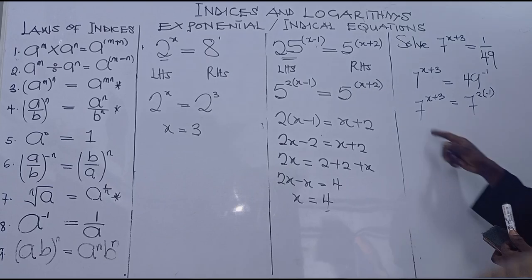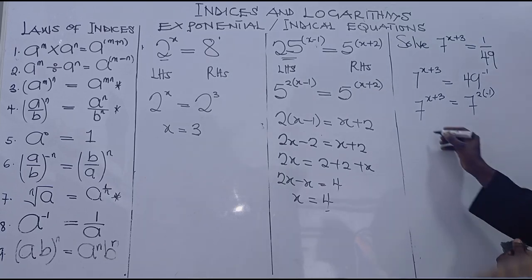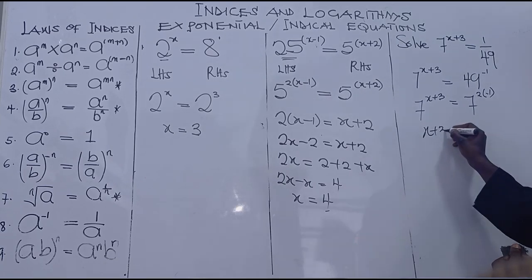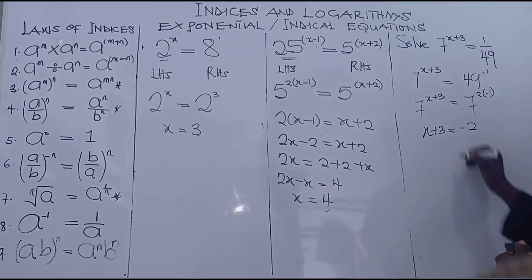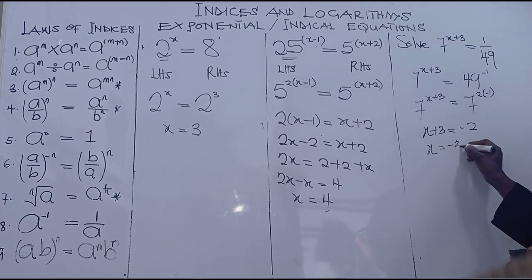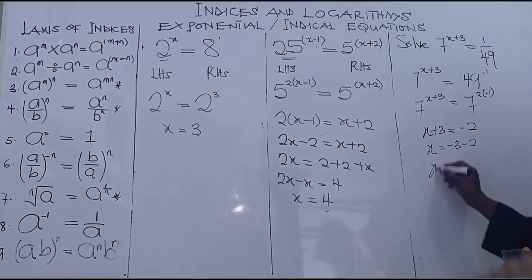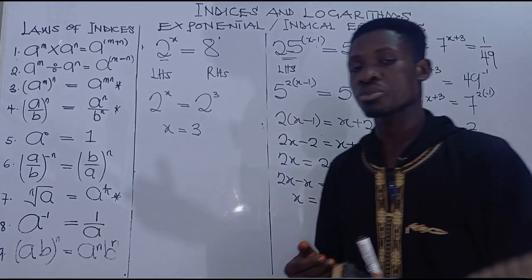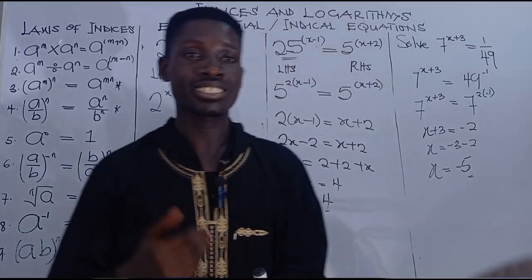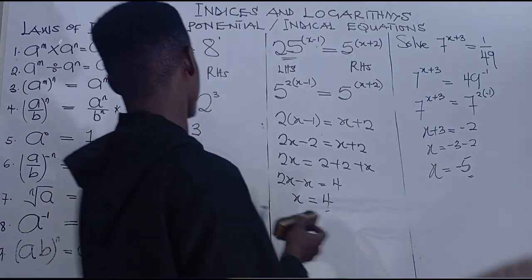Since the bases are the same, we just have to equate their exponents. So x plus 3 is equal to negative 2. We are looking for x. So we have our x equal to minus 3 minus 2. So therefore our x is equal to minus 5. Very, very easy and simple. Let's look at our next set of questions.